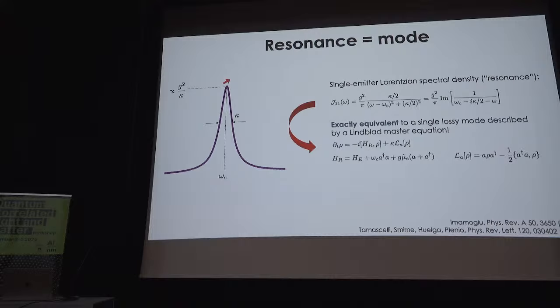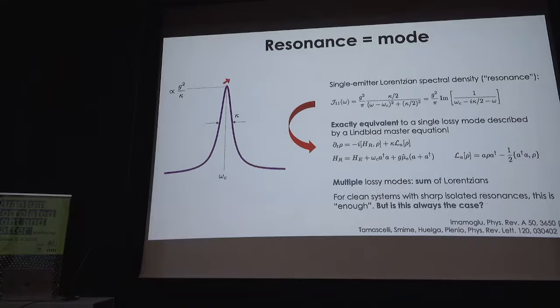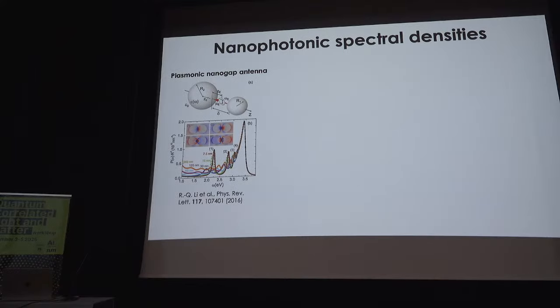So for a single resonance, I already have a perfect mapping to a very simple quantum optics model, the standard Jaynes-Cummings model. With multiple lossy modes, I would just have to use a sum of Lorentzians. That would also work, but it turns out that for the types of systems we're interested in, such as nano-gap antennas, this is not necessarily enough.